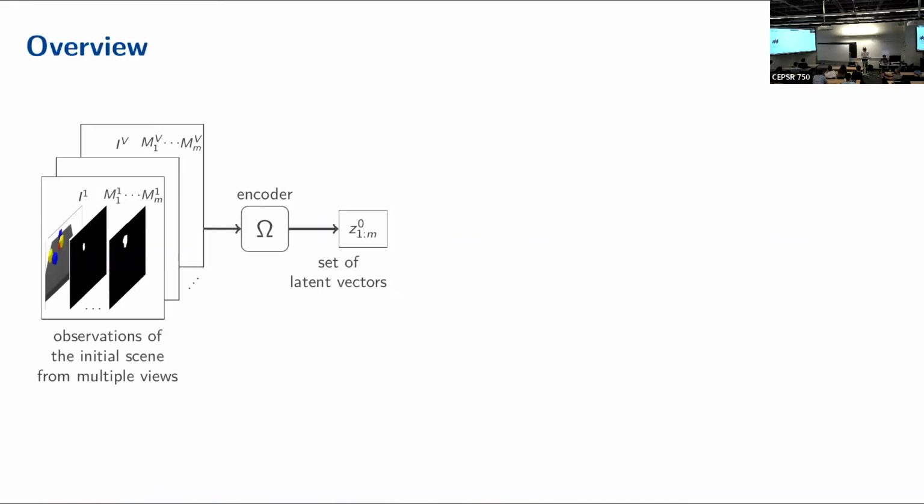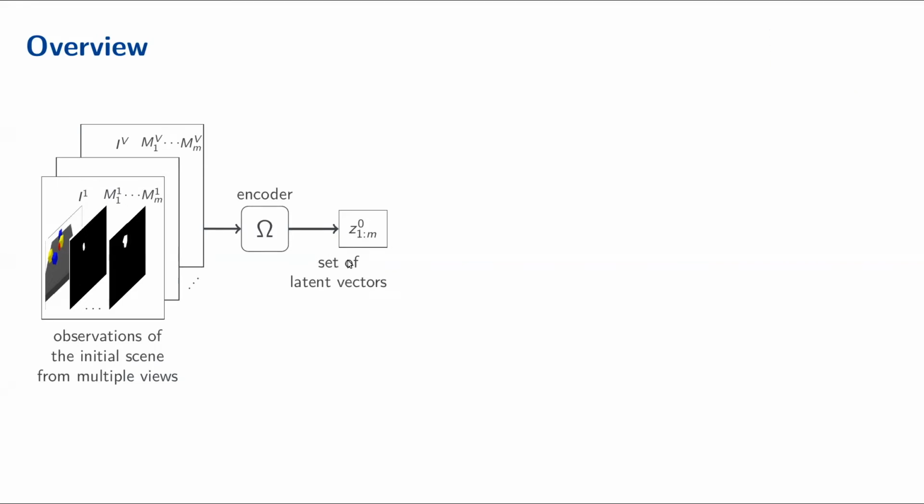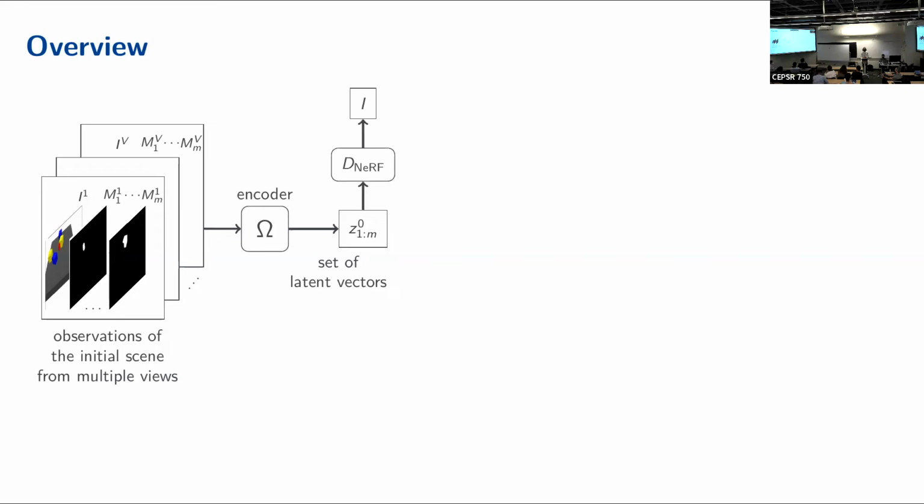Okay, to give you an overview, we start with observations of the scene from multiple views. We also assume that we have masks of each object available, and these masks will enable the generalization over different numbers of objects. The encoder omega now maps the initial observation of the scene to a set of latent vectors. This encoder is trained with a decoder built from a neural radiance field, but now a compositional neural radiance field that renders the set of latent vectors back to an image.